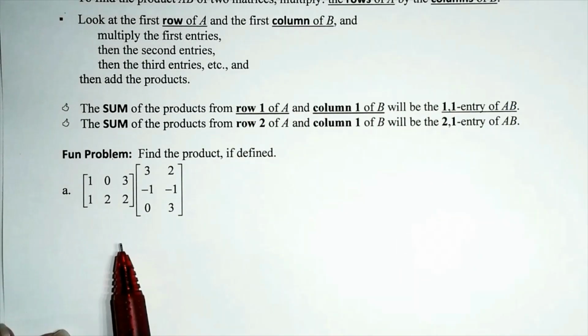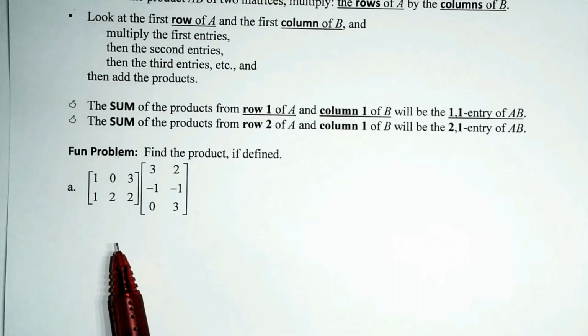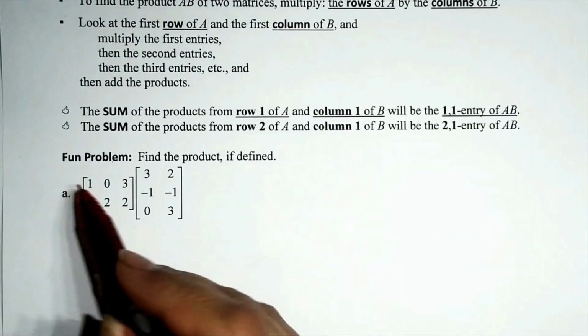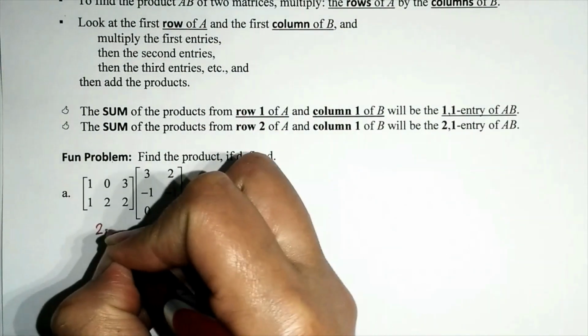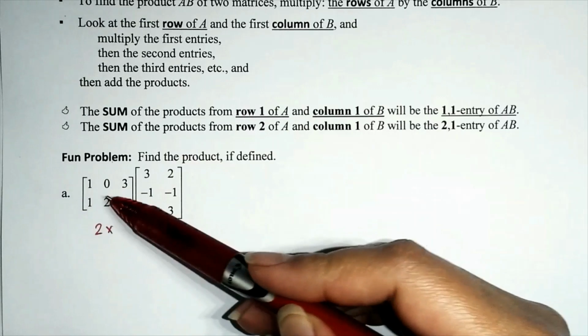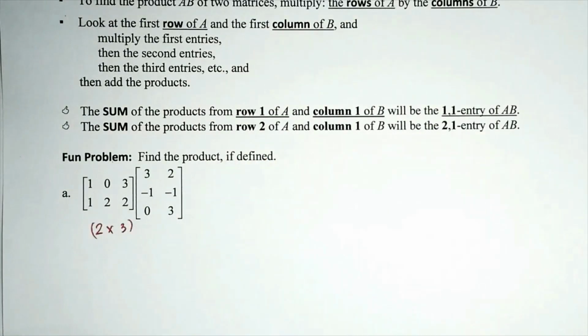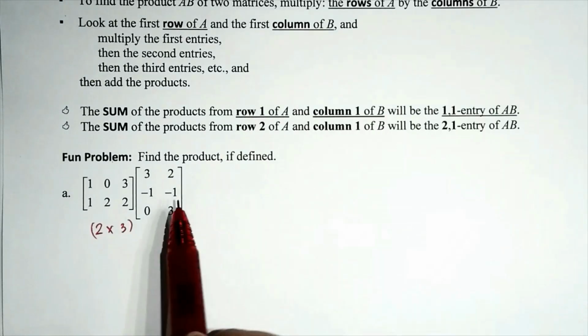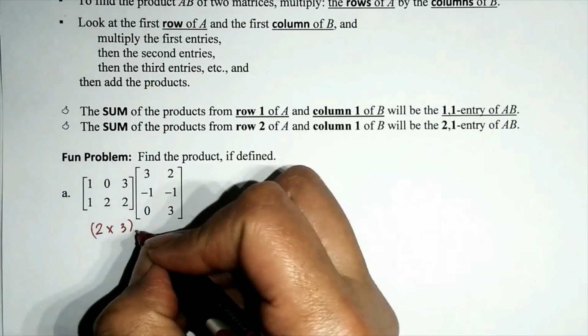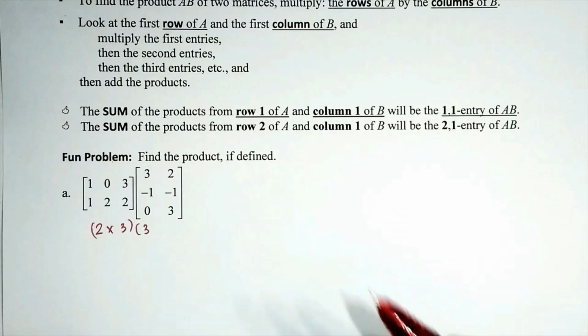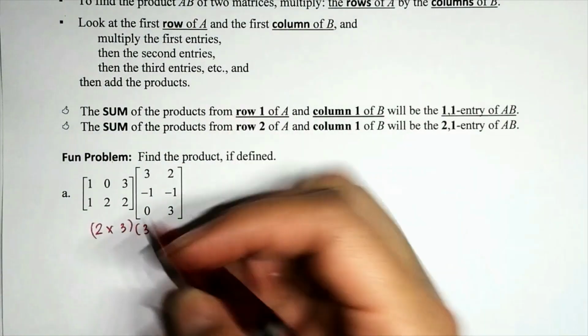We'll start by listing the dimensions of each matrix. The first matrix has 2 rows, so it's going to be a 2 by something, and it has 1, 2, 3 columns, so it's a 2 by 3. Let's list the dimensions of the second matrix. The second matrix has 1, 2, 3 rows, sorry, and it has 2 columns.